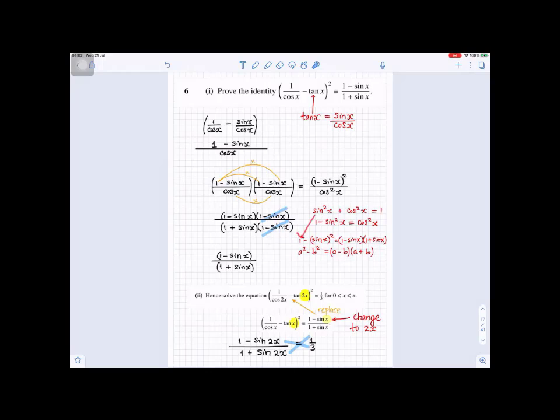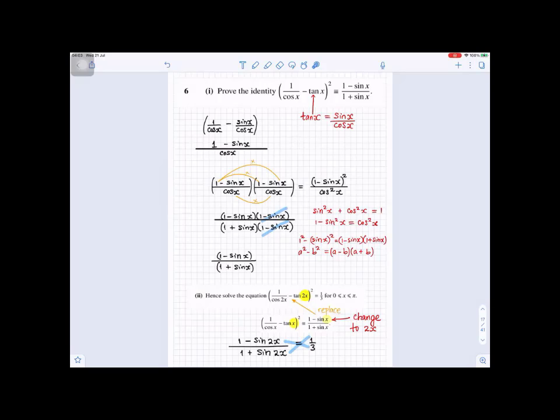Because 1 squared minus sine squared x is equal to (1 minus sine x)(1 plus sine x). Difference of two squares, remember a squared minus b squared is equal to (a minus b)(a plus b). So cos squared is (1 plus sine x)(1 minus sine x). The 1 minus sine x would cancel. So you are left with (1 minus sine x) over (1 plus sine x), which is what you wanted to prove. Part 2. Hence, solve the equation.